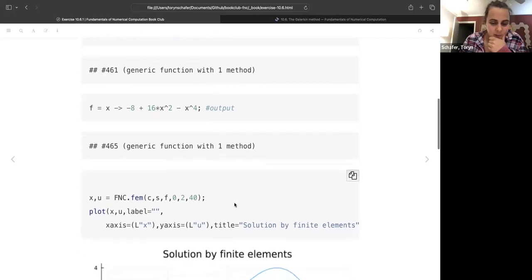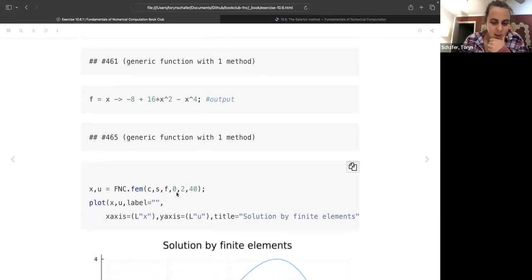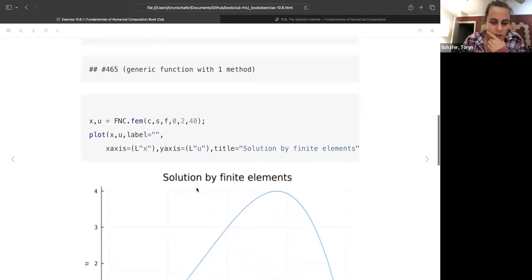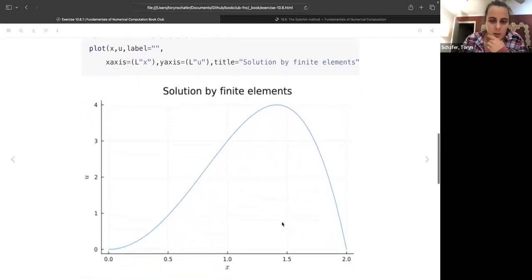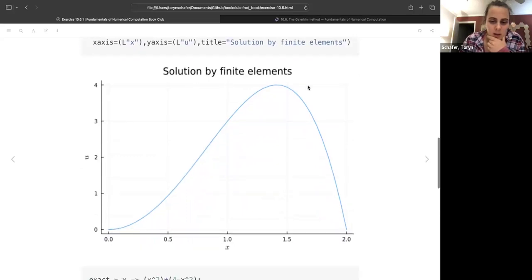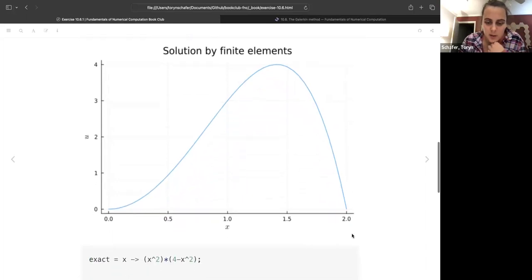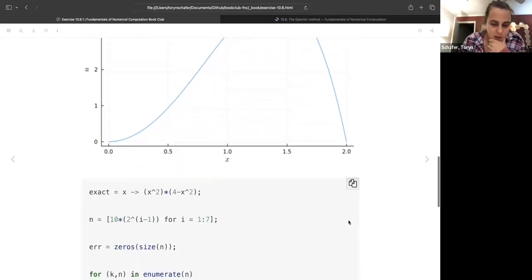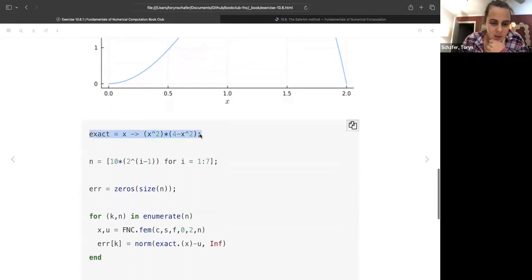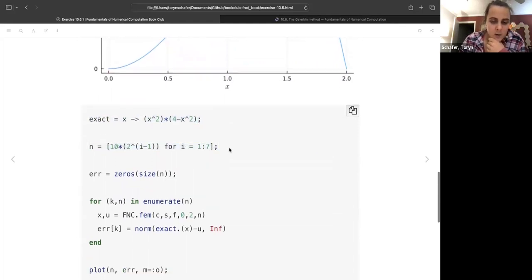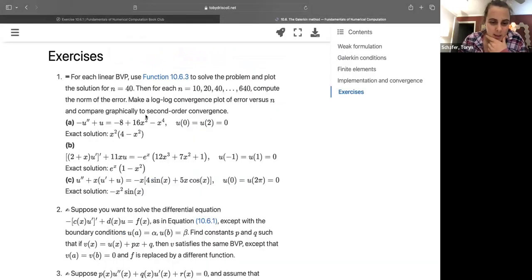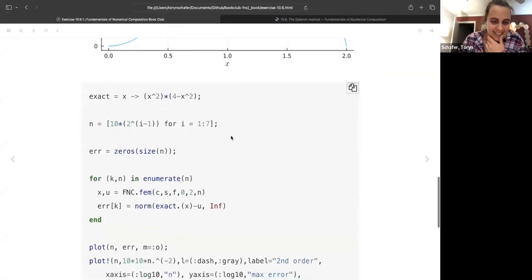Okay. So I give my C, S, F. I give the boundaries, and then how many nodes? 40. So here's my solution by finite elements. Okay, looks like a gamma curve or something. Then it gives us the exact solution. Then it says to try n on this grid, which I will admit I Googled, because it goes 10, 20, 40, 640. And I found out this is a geometric series defined by this.